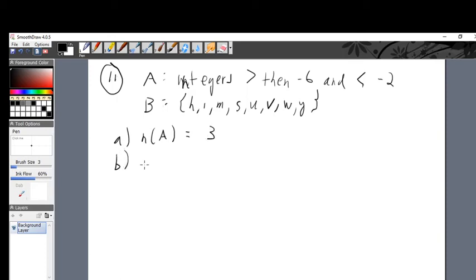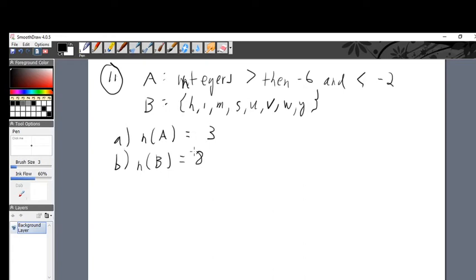What is the n of B? Count up those elements in B. 1, 2, 3, 4, 5, 6, 7, 8. Is it 8 or is it 7? 1, 2, 3, 4, 5, 6. Yeah, it's 8. n of B is equal to 8. All right, so that's the amount of elements that there are in B.